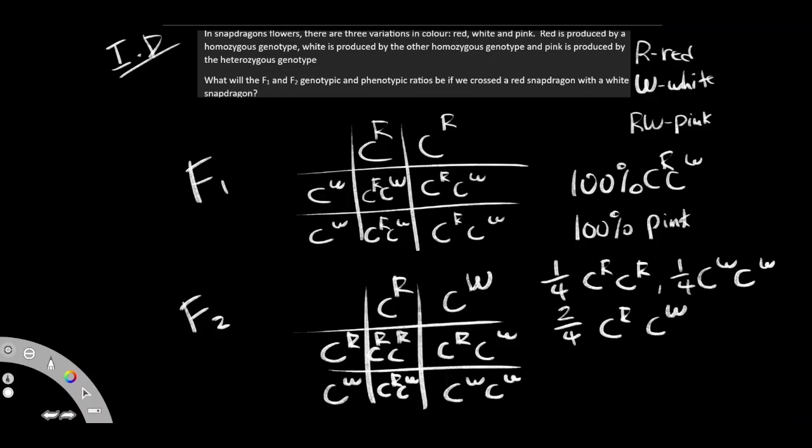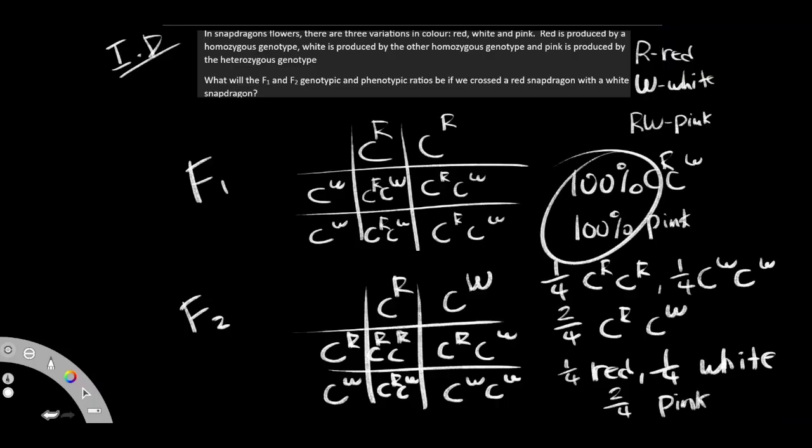So what would the phenotype be? So again, 1 out of 4 is going to be red, 1 out of 4 is going to be white, and 2 out of 4 is going to be pink. It doesn't matter whether you use percentages or fractions, either are correct. It is up to you.